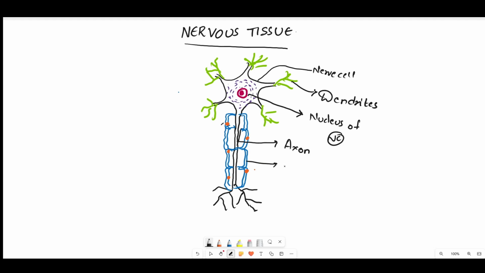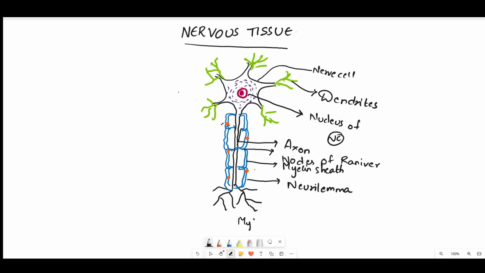This is called the myelin sheath, and the covering which is present on this myelin sheath we will call the neurolemma. And this particular interval, the gap between the two myelin sheaths, we will call the nodes of Ranvier. So any neuron, if it has these myelin sheaths on it, that particular neuron is called a myelinated neuron.